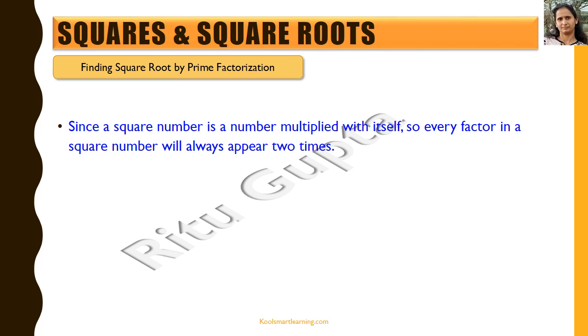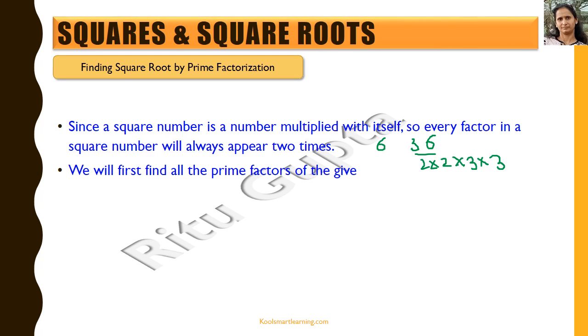Say for example, we have 6. The factors of 6 are 2 and 3. And if we take the factors of 36, the factors will be 2 times 2 and 3 times 3. Because for 6 the factors were 2 and 3, the factors for 36 will be 2 and 3, 2 times each. Right?